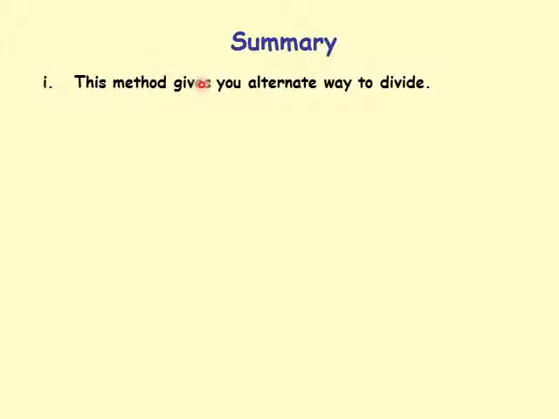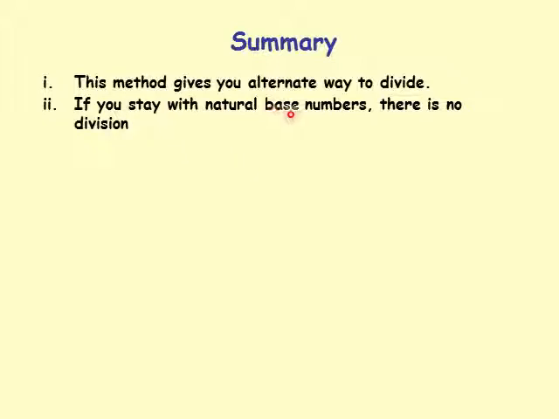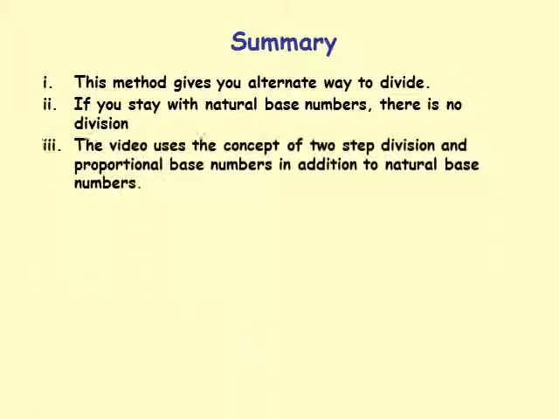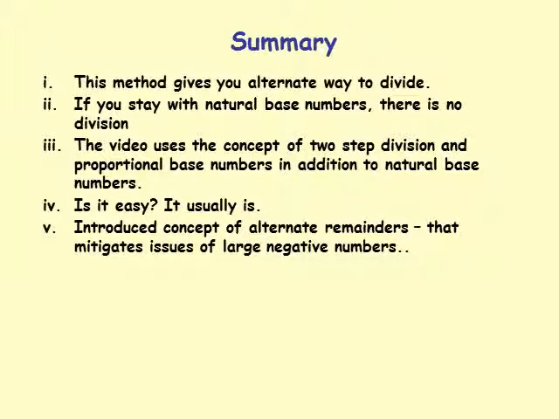This method gives you an alternate way to divide. If you stay with natural base numbers, there's no division, we just do additions and subtractions only. The video uses the concept of two-step division and proportional base numbers in addition to natural base numbers. So in this video we use both the natural base numbers and proportional base numbers. Is it easy? It usually is. We introduced the concept of alternate remainders, and that did mitigate some issues with the large negative numbers.